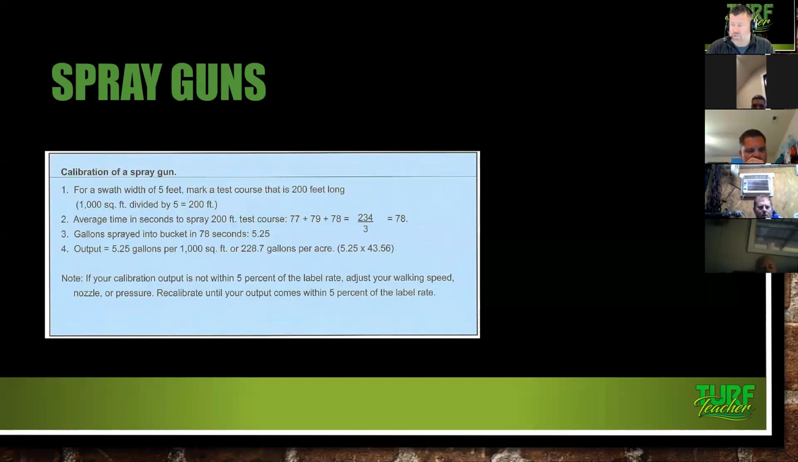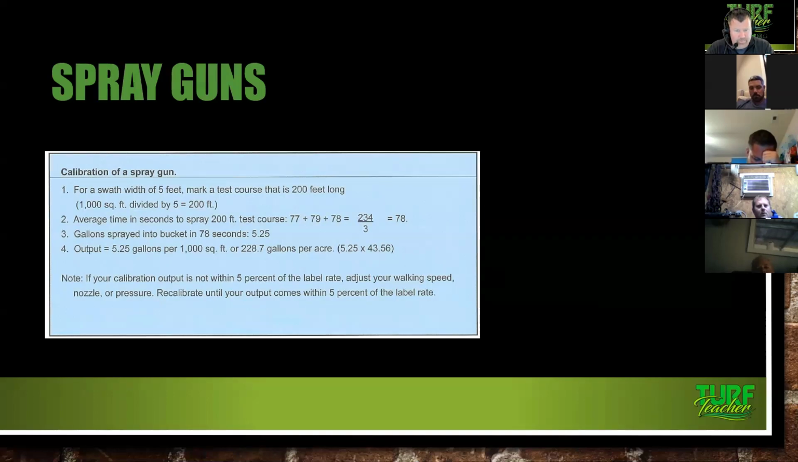Average time in seconds to spray the 200-foot test course: we did it one time in 77 seconds, another time in 79, and another in 78. So the average of that is 78 seconds. Gallons sprayed into a bucket in 78 seconds is 5.25. So your output is equivalent to 5.25 gallons per 1,000 square feet, or 228.7 gallons per acre if we multiply it by the 43.56.